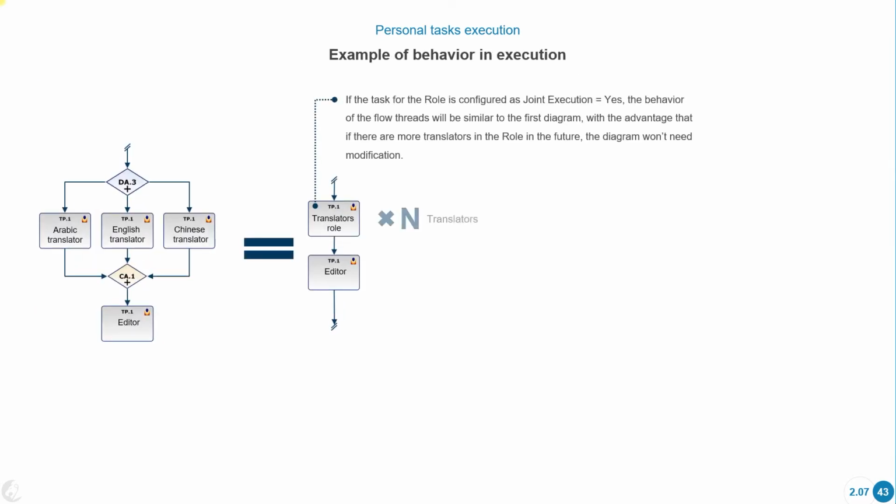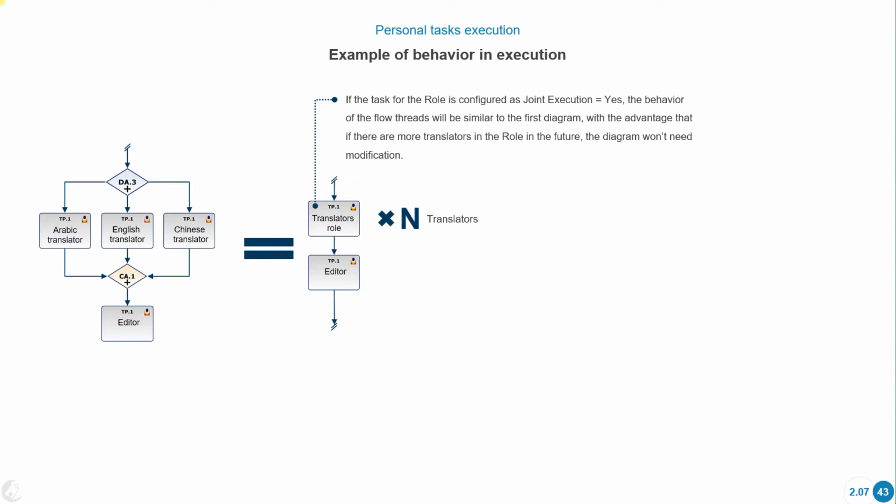Example of behavior in execution. This is an example of a task sent to 3 different appointed performers, or to a role. If the process has a DA gateway, to send a task to the English translator, Chinese translator, and Arabic translator, it won't matter if it is joined or not, as the current flows only arrive once.